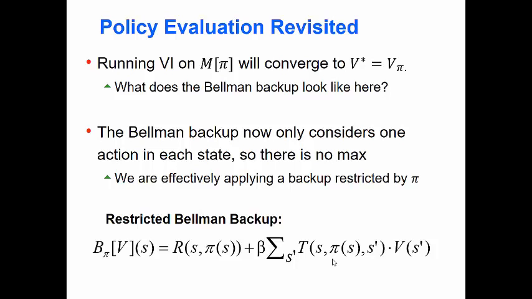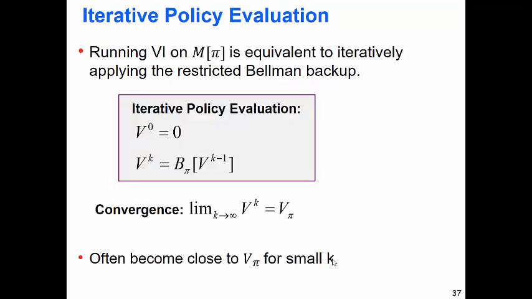If you do value iteration with the restricted Bellman backup operator, it's exactly the same as doing regular value iteration on that M pi MDP. So it's equivalent, and you don't actually have to produce this new MDP. You just restrict the Bellman backup operator. This would be the way of doing iterative policy evaluation. And we can use the reasoning that we've used to show that in the limit of k going to infinity, this procedure is going to converge to v pi. So that's kind of nice.